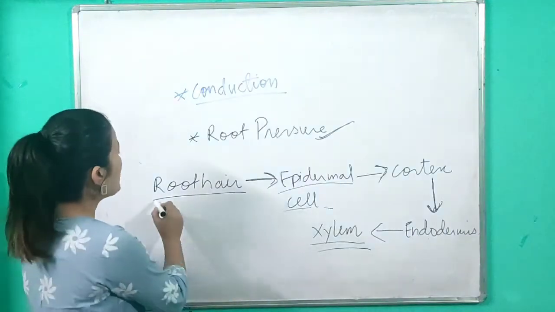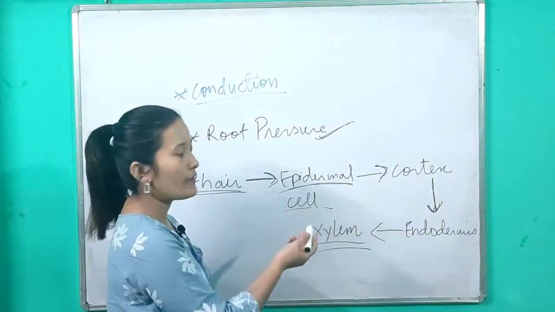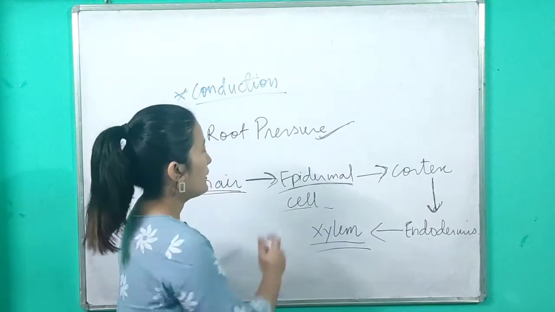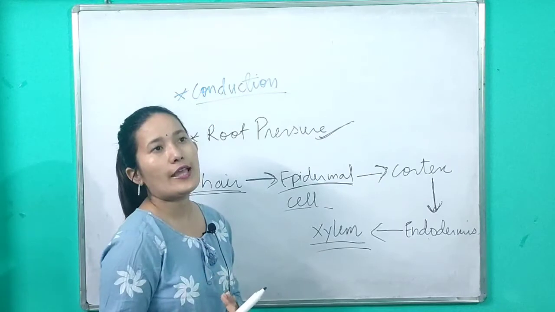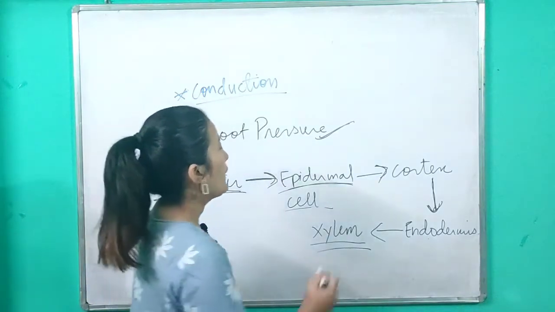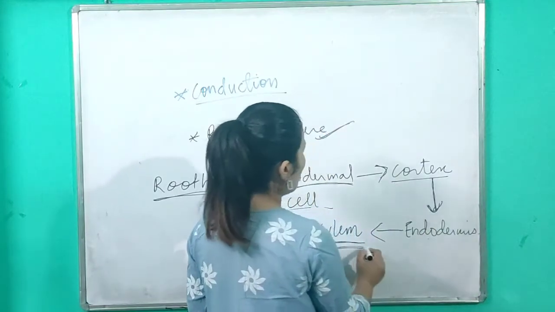So you have root hair, then you have epidermal cell. Root hairs are also a modified version of epidermal cell only. Their function is to protect; it acts like an outer covering and thus helps in protection. Okay, then you have the cortex region, then you have the endodermal region, then you have xylem.